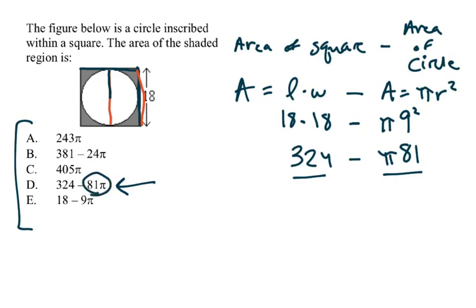Now this is changed around a little bit. Over here it says 81 pi, and over here it says pi 81. But since it's multiplication, it's totally fine. We can switch them around and it doesn't matter. So D would be your correct answer choice.